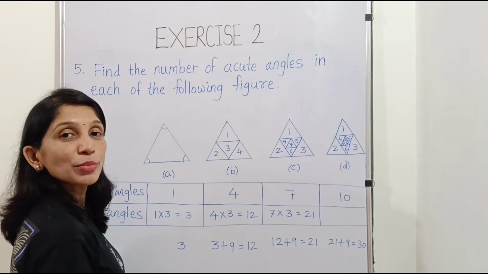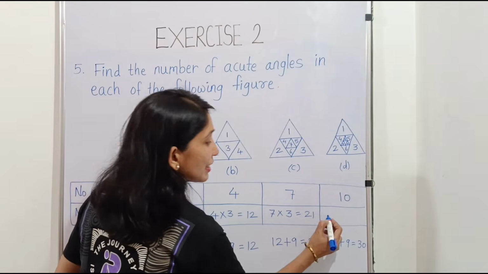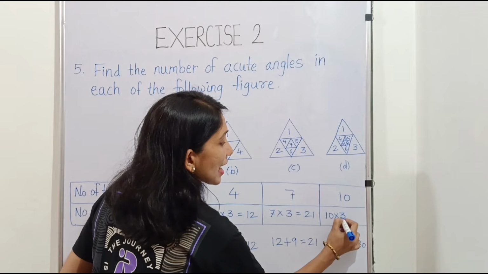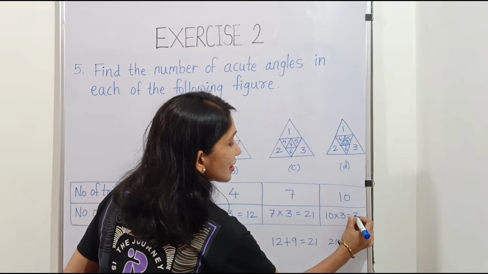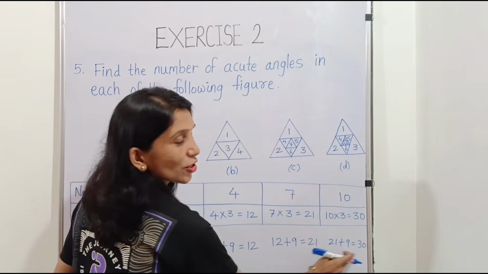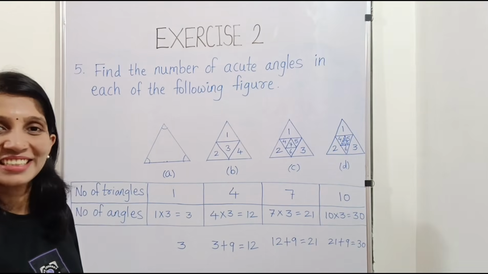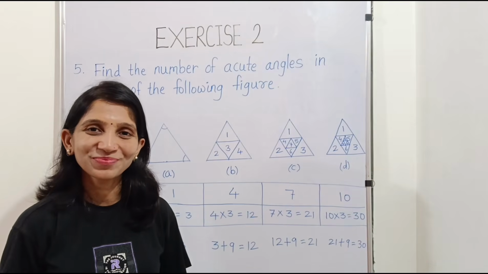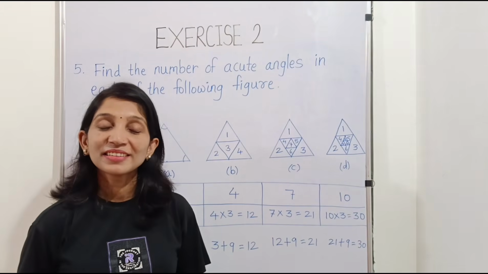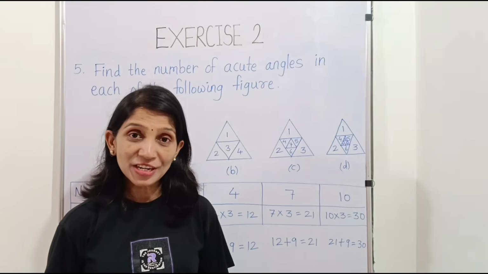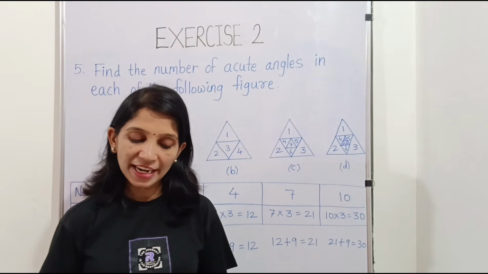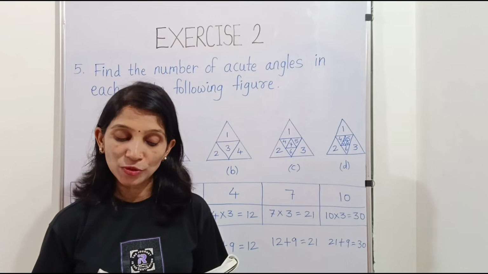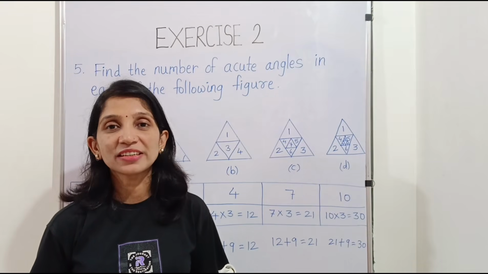Now let's see the number of angles. We got 10 triangles. Each triangle has 3 angles. So 10 threes are 30. Got the correct one? Yes. That means mission 5 accomplished. Next, mission 6. See what is given. Draw a freehand picture with an acute angle, right angle and obtuse angle and fill it with colors.